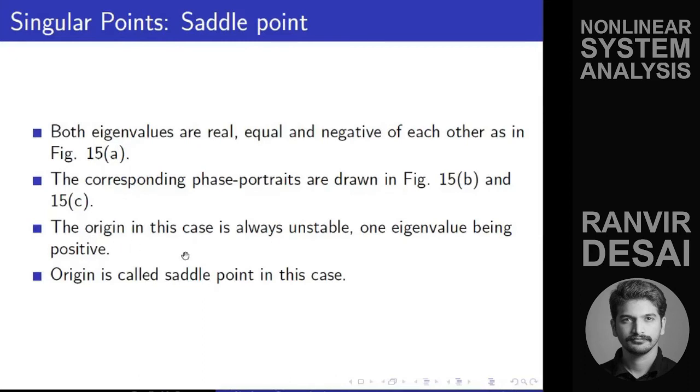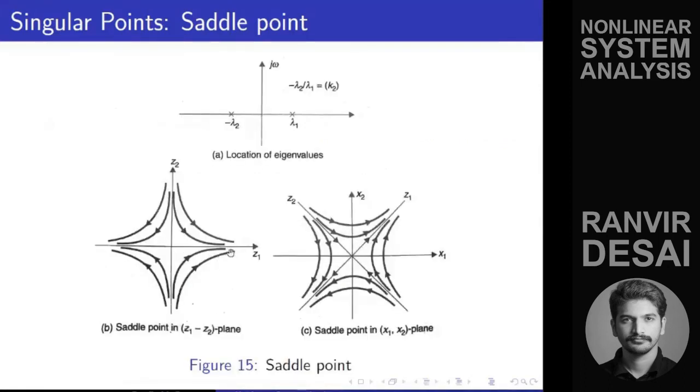So origin in this case is always unstable, one eigenvalue being positive. So the origin is called a saddle point, even if it is not on the trajectory. You understand this? Some points may be on trajectory, some points may not be on trajectory even. So this is that point which is not even on trajectory, but is a center point of all these graphs. It is like that point is attracting these trajectories. It is pulling these trajectories towards the origin, right?